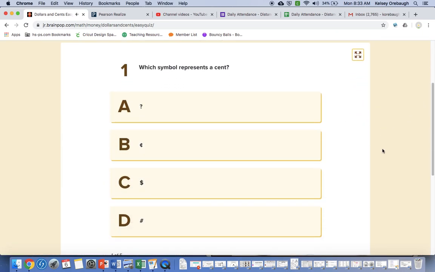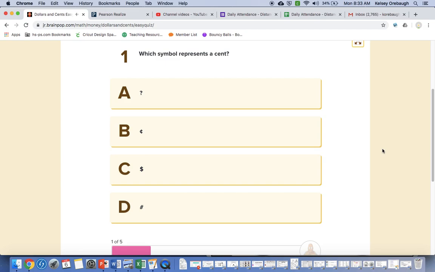Start! Which symbol represents a cent? Look at all these symbols. You've seen all of these before. Which symbol represents a cent? B represents a cent. This is a cent symbol. And the way I like to remember it is that cent starts with the letter C, and the cent symbol sort of looks like a C with a line down the middle of it. This is a cent. Let's review the other symbols.